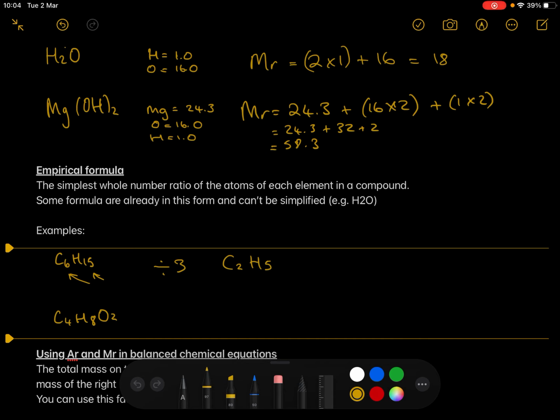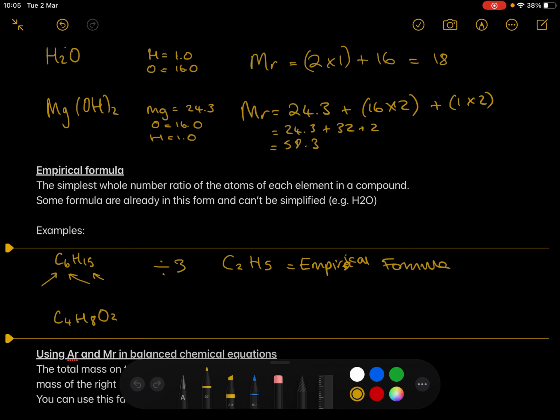Now have another look at it, because it might be that you do it once and then think, I could probably get that down again. Is there any number that goes into 2 and 5? No, there isn't. So this is the empirical formula. It is the whole number ratio of atoms. So I'm saying for every 2 carbon atoms, there has to be 5 hydrogens. So you've got the normal chemical formula here, and then the empirical formula over there.